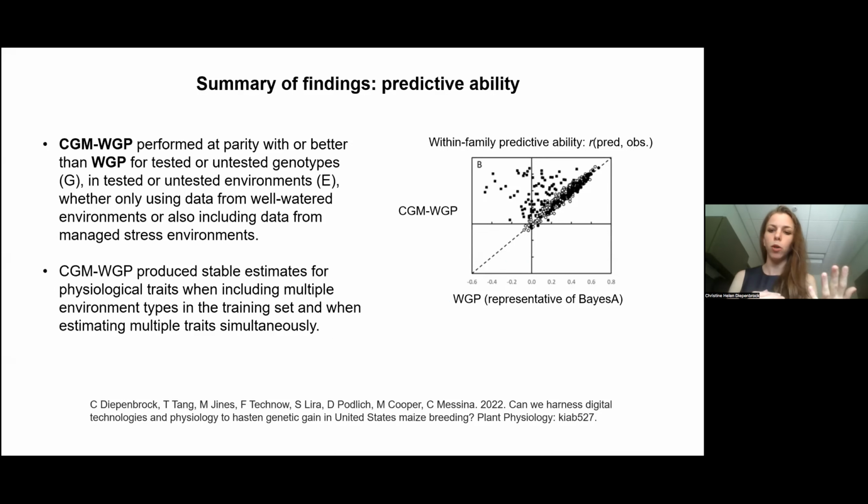So when we had both well-watered and water deficit data from those environments present, we also observed that estimates were stable when estimating multiple traits simultaneously. And this included multiple traits for each of yield potential and stress or drought tolerance. So this was an interesting finding: we were able to have multiple environment types present simultaneously, and we were able to carry out that stable estimation in multiple regards.